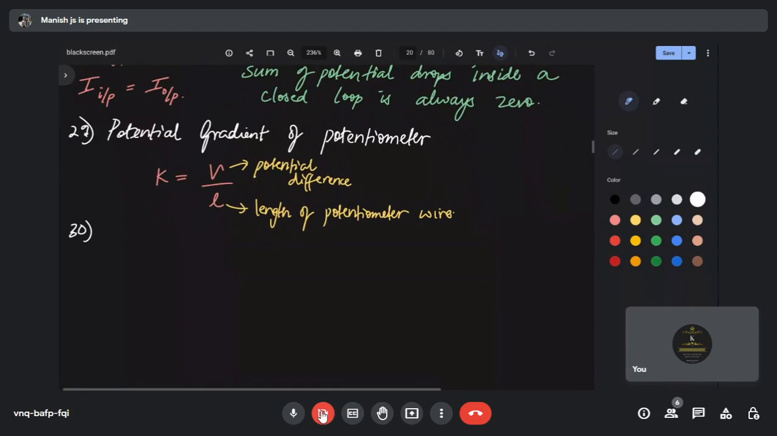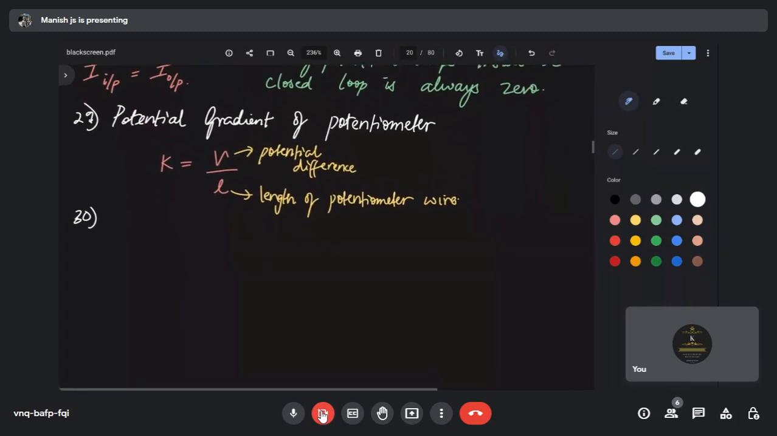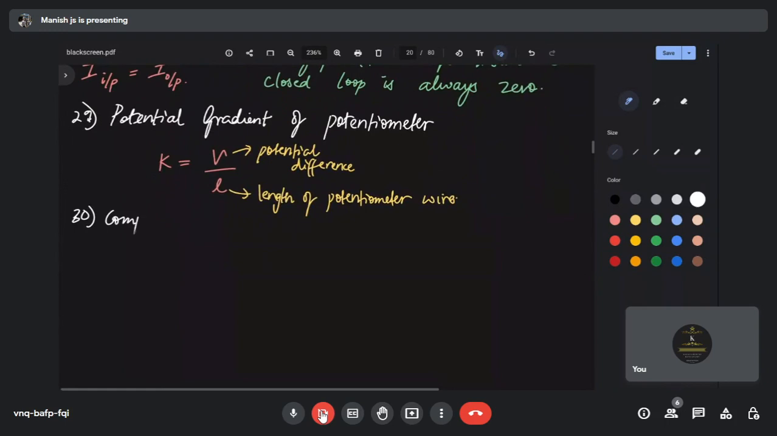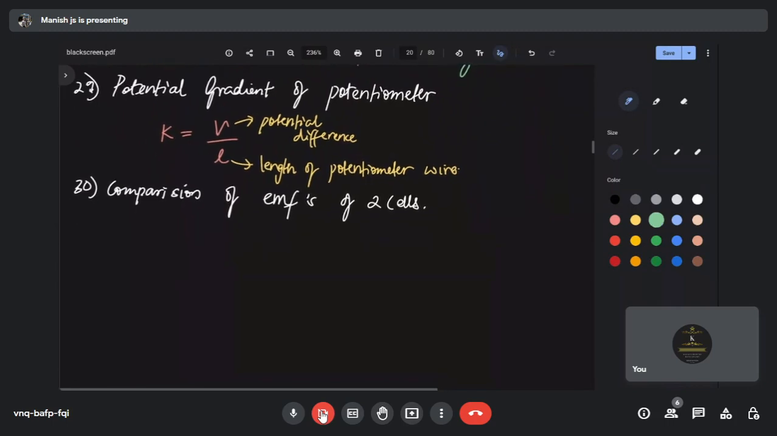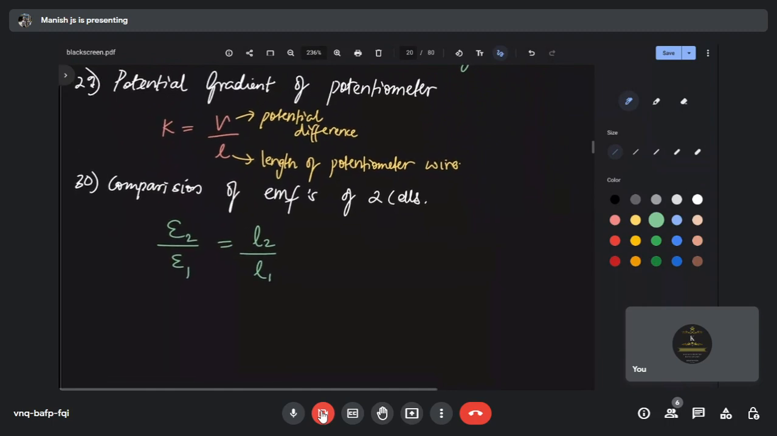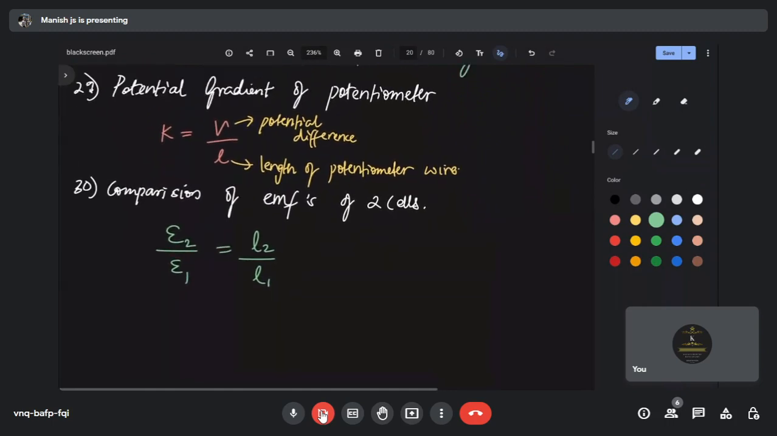And then comparison of EMFs of two cells. We can compare the EMFs of two cells as E1 upon E2 or in terms of E2 upon E1. So the EMF of the second cell with respect to the EMF of the first cell can be written as L2 upon L1. This is a simple comparison.